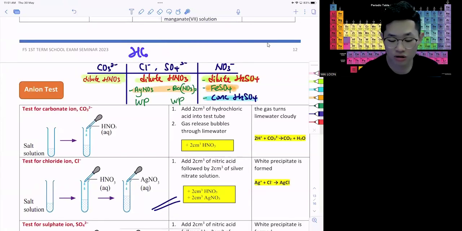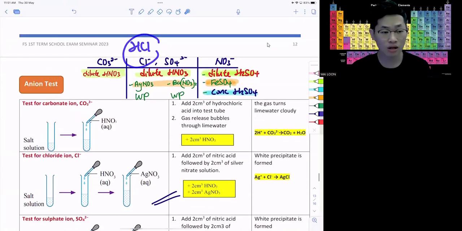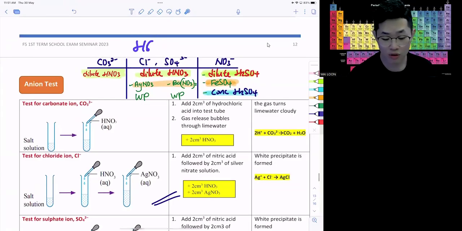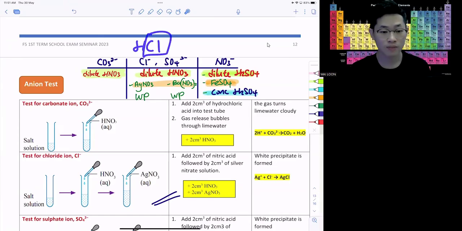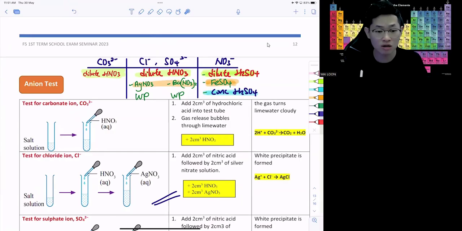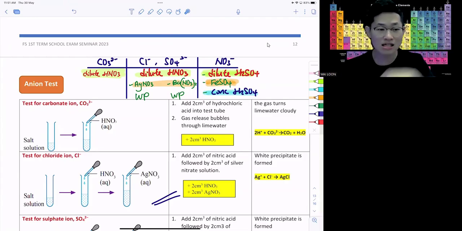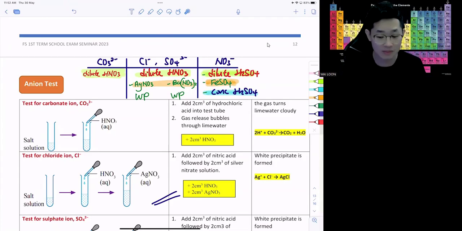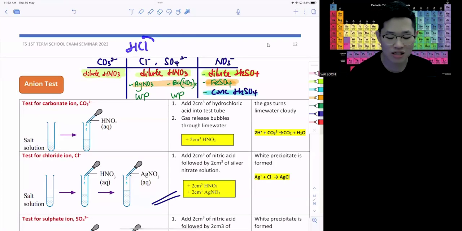But can I use hydrochloric acid to test chloride ion? Cannot, because inside the HCl, we already got Cl minus. You are adding something that has Cl into the solution, and then you tell people that, you see, you got Cl minus. People cannot trust you. You added the Cl yourself. Then you tell me, got Cl. Of course got Cl. You added the Cl yourself. So to avoid this kind of confusion, we don't add the acid with the same ion.